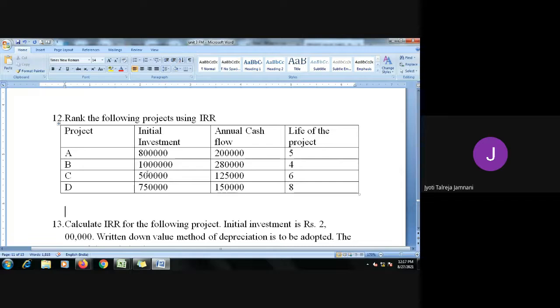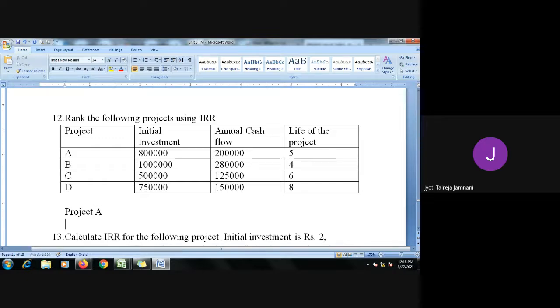And for that, because it is annuity, we'll use that method to find the rates in a shortcut way, and easily we'll be able to do it faster. So let's start. First, we'll do it for project A. If you look at project A, just check what is its annual cash flow and initial investment. So here I'll write for project A first.